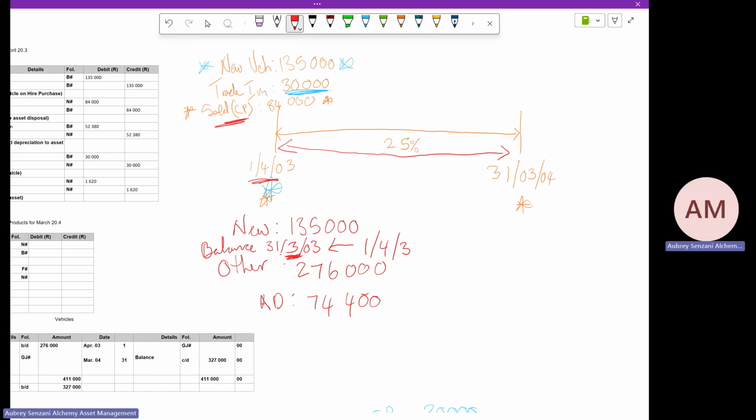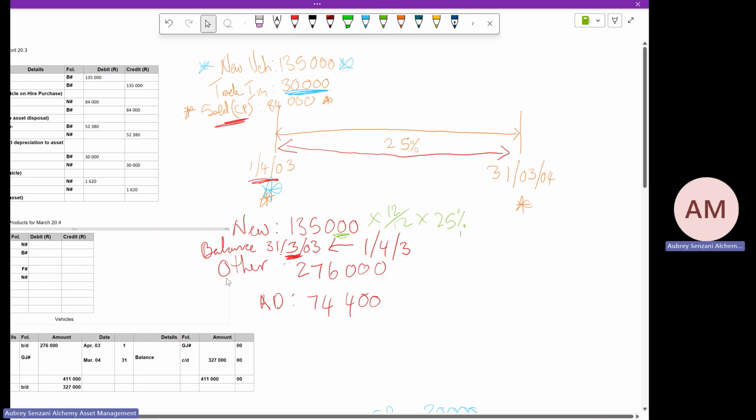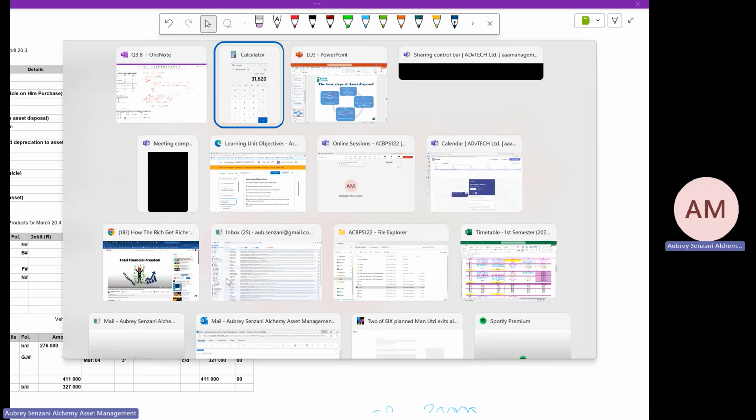But let's first do the easier thing first. Let's calculate the depreciation on the new vehicle. Here they told us we're using the diminishing balance method, but there's no previous depreciation on this new vehicle because it was only bought on the 1st. So it only has a lifespan of 12 months, so 12 over 12 times 25% will give us the depreciation on the new vehicle.